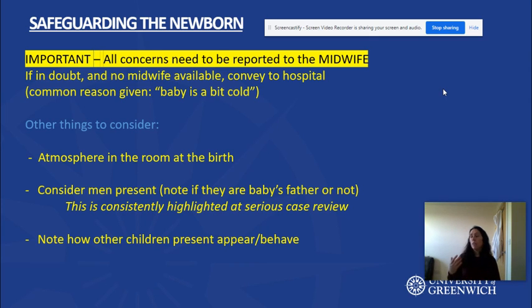When the baby's born, check out the other kids. What do they look like? Do they look scared? Do they look terrified for this little one coming into their lives? Are they quiet, withdrawn, staying in the corner? Are they behaving in any way strangely? This is really difficult because emotions aren't normal during a birth. But all I want you to do is keep it in mind. And if you're suspicious, either take the baby to hospital or find a reason to talk to the midwife outside of the room and report your concerns.